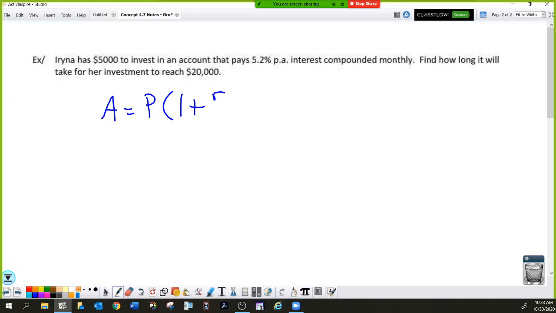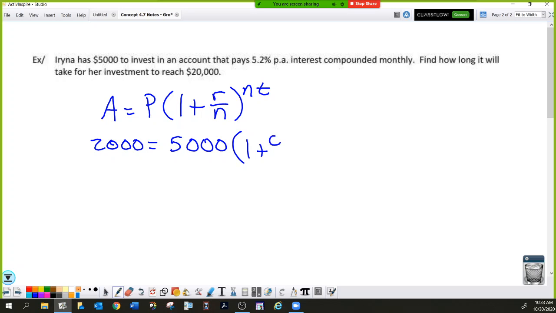To be honest with you, I don't know if it's in the reference sheet, so it's something that you need to know. I'm just going to go ahead and tell you right now, if you don't have the formula memorized, you need to memorize that one, because I don't think it's in the reference sheet. I could be wrong. Just memorize it. So 20,000 equals 5,000 times 1 plus, again, don't use 5.2, 0.052. It says monthly, so we have 12 months per year, raised to the 12t.